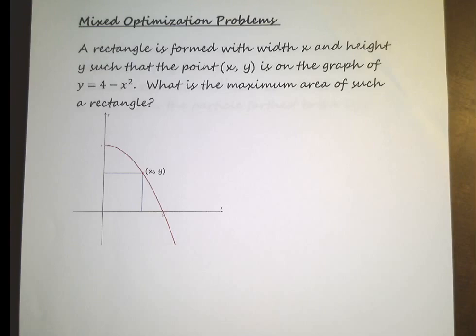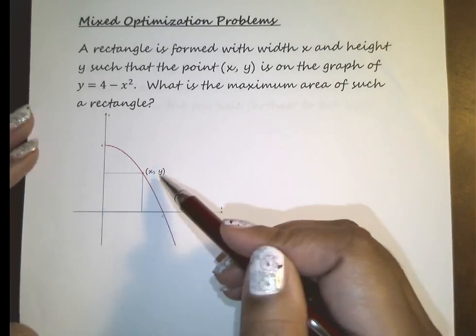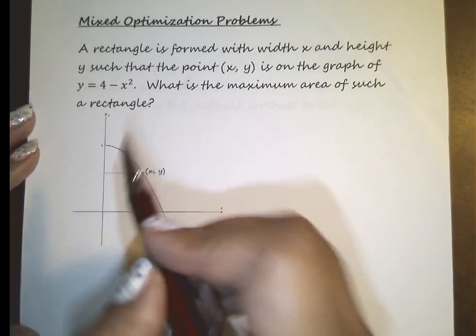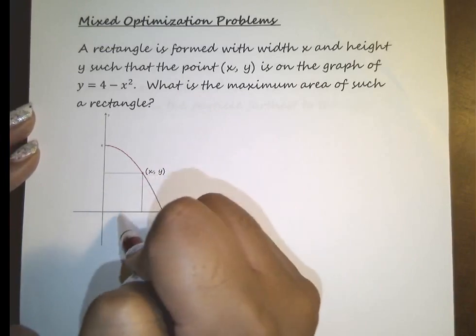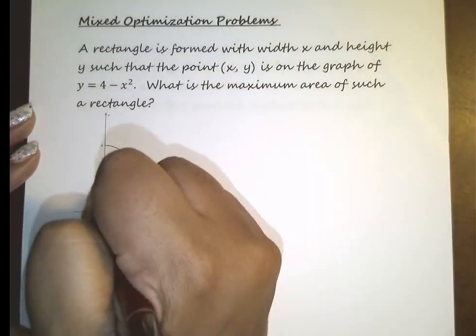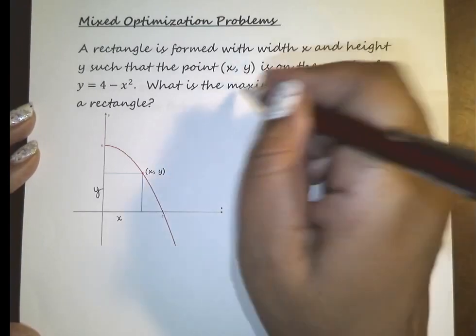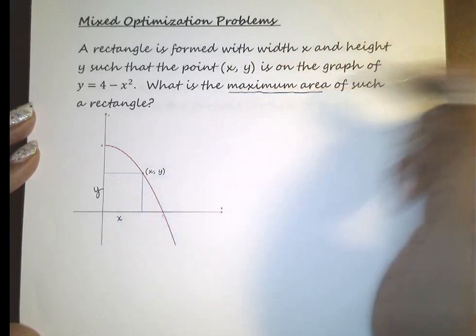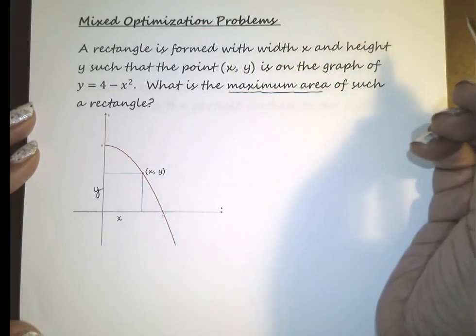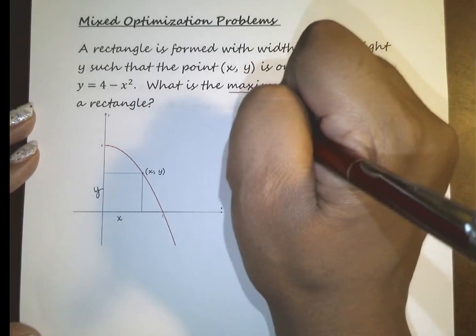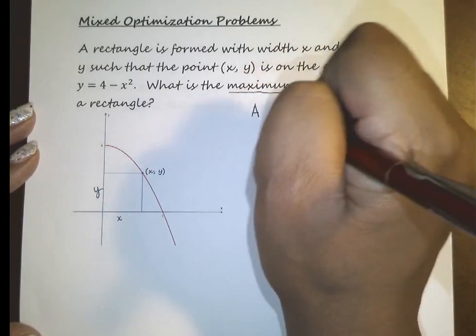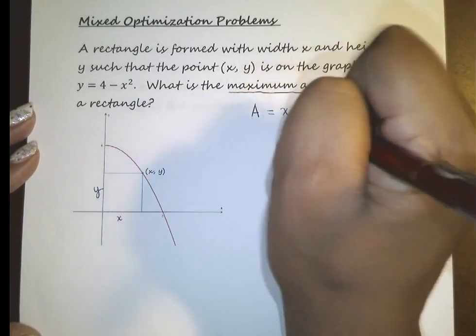So I already presented you with a picture. Sometimes you would have to draw one in these cases, but I've given it to you. Here's my point (x, y). Since this is the point (x, y), the width of the rectangle would be x, and the height would be y. Since we want to maximize the area, we'll need to write a function for area, which is our optimization function. So far we know that A is equal to x times y.